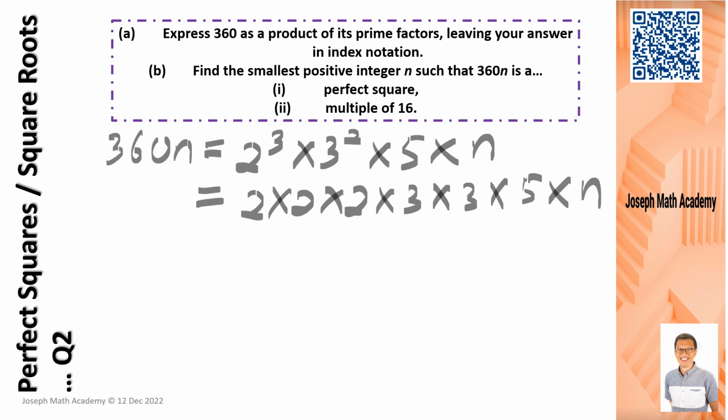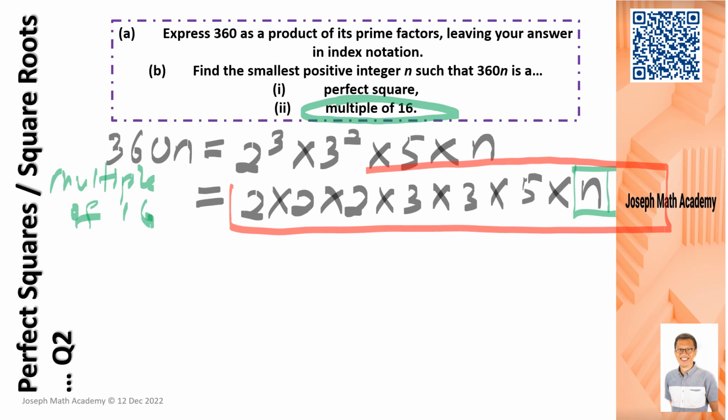We want to know what value of n makes it a multiple of 16. Now, what is the meaning of a multiple of 16? That means the expression here can be divided by 16 perfectly.